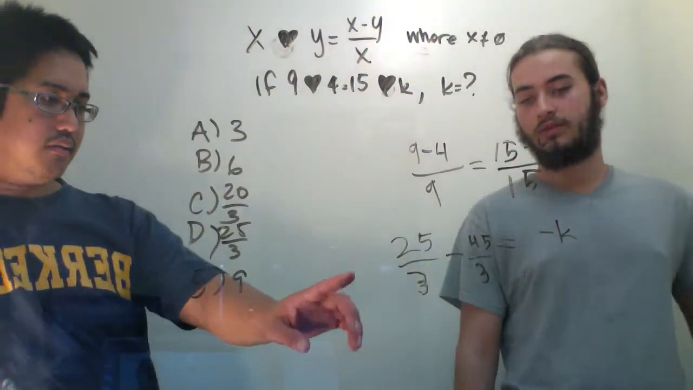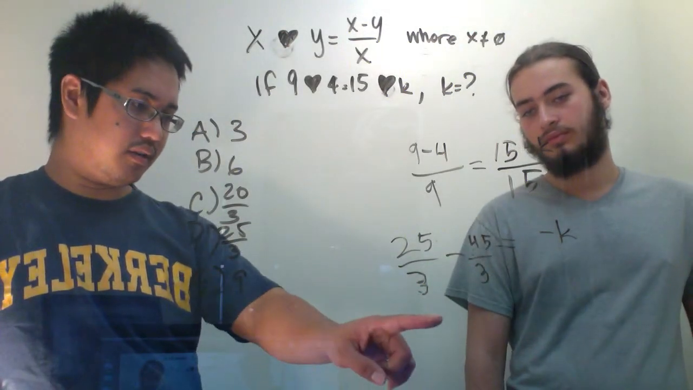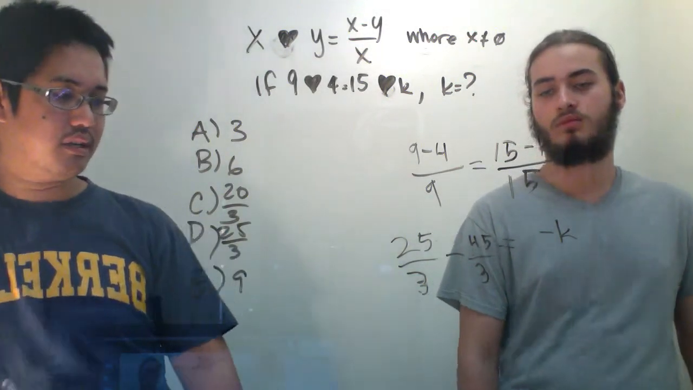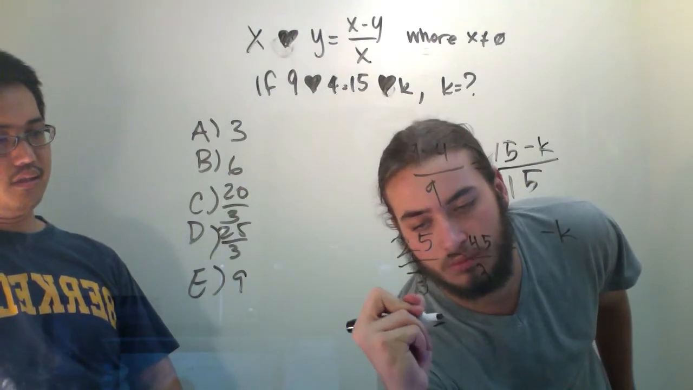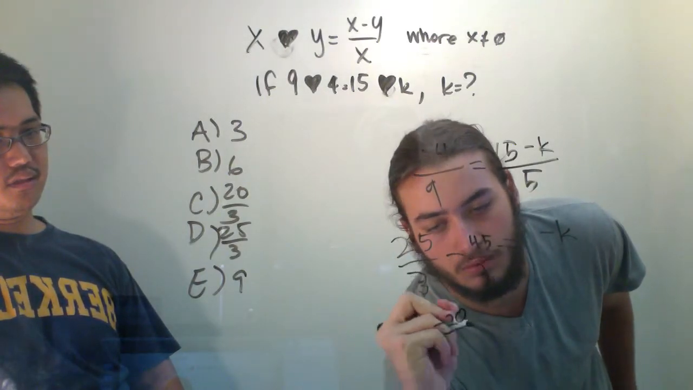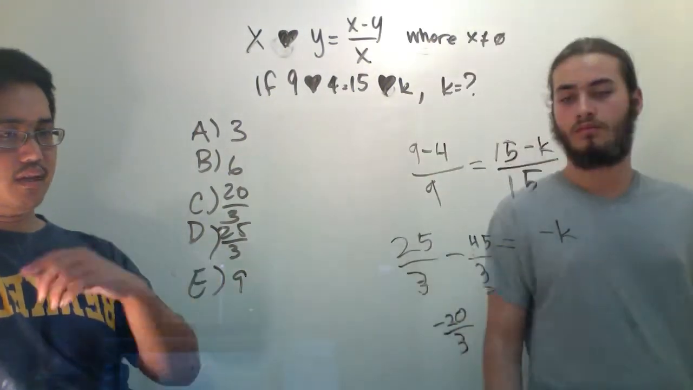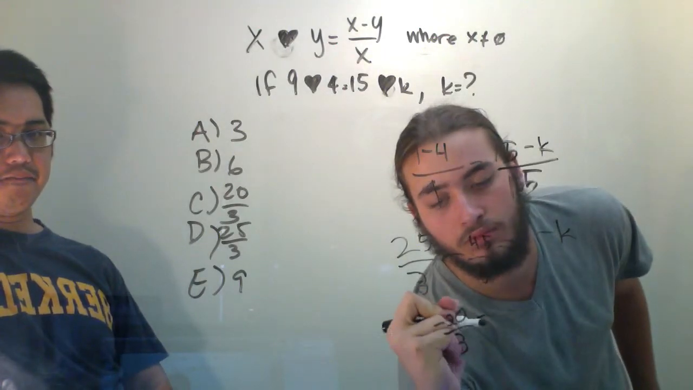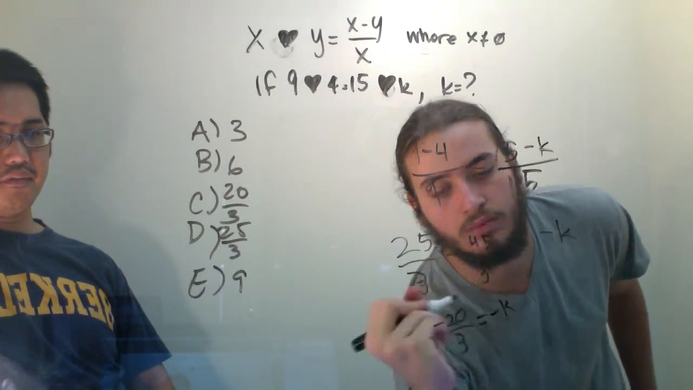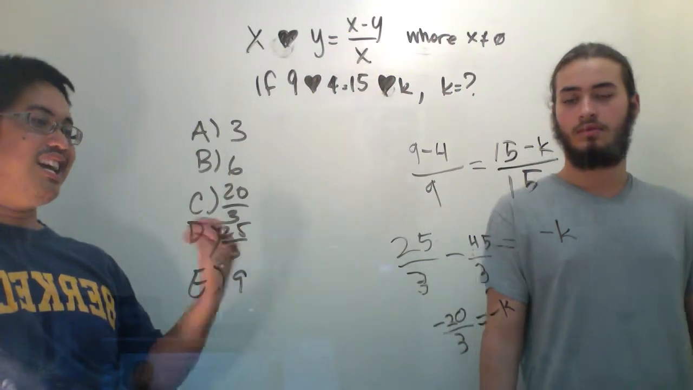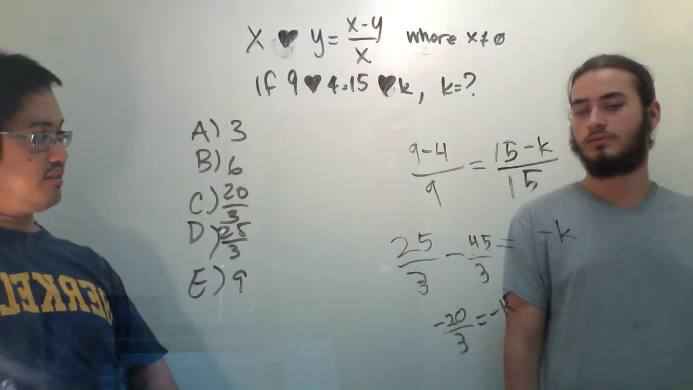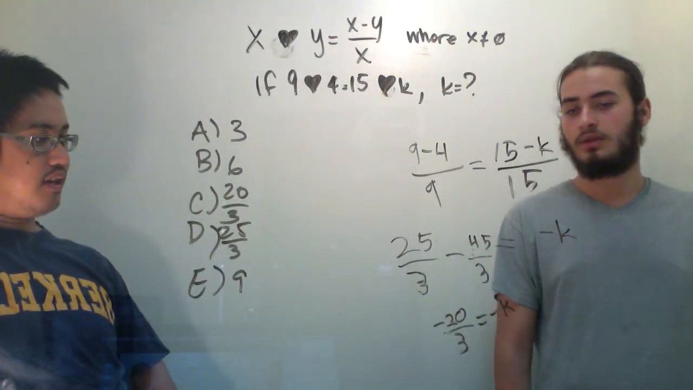All right. So this is the same, you can write it underneath. This is the same as negative 20 over 3 equals negative k. Okay? So I want k, not negative k. Get rid of the negative.